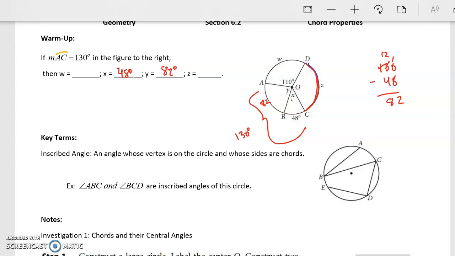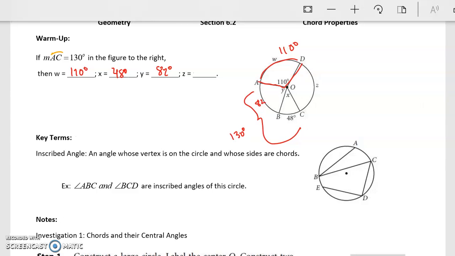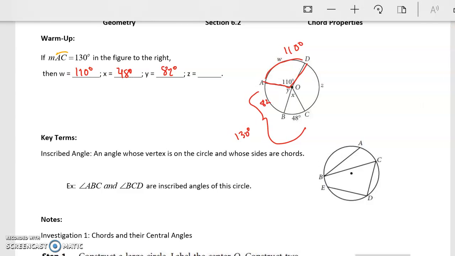Okay, just going to erase this for a second. Looking at this picture again, we see that angle AOD has a measure of 110 degrees, so the measure of arc AD, which is W, would also have a measure of 110 degrees. And then looking at this, arc AD is 110 degrees. Arc AC is 130 degrees, and the full circle is 360. So to find Z, we take 130 plus 110, and then subtract that from 360.